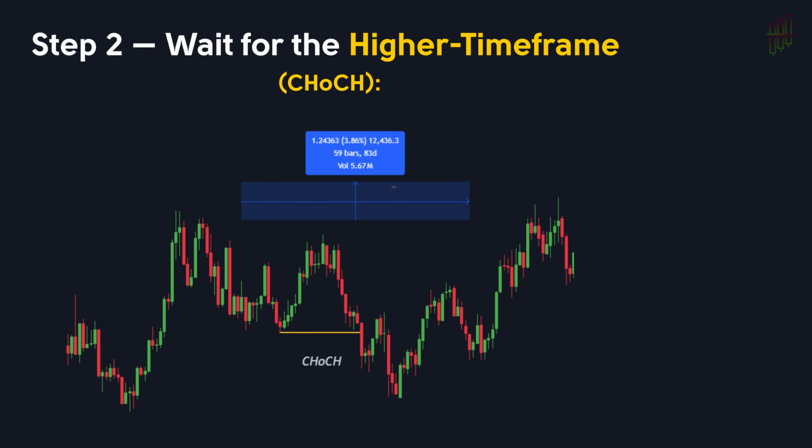Why this step matters. A change of character is the foundation of the entire strategy. It's the earliest and most reliable clue that the trend might be changing. Without a clear change of character, you're not trading a reversal. You are guessing. This step keeps your entries smart, logical, and aligned with institutional flow.